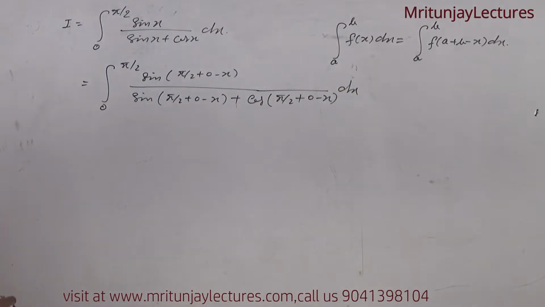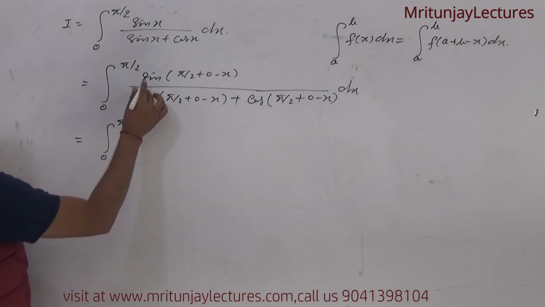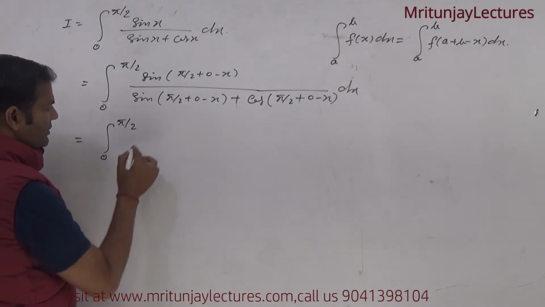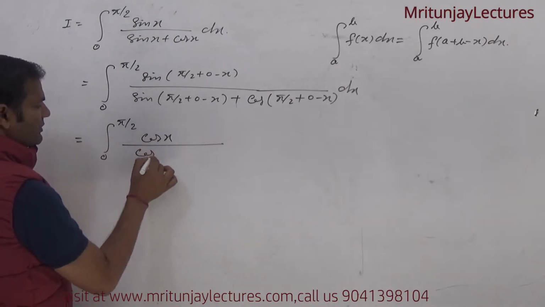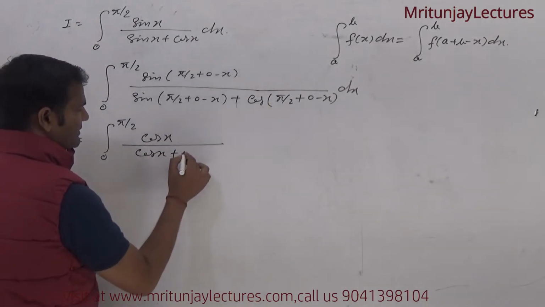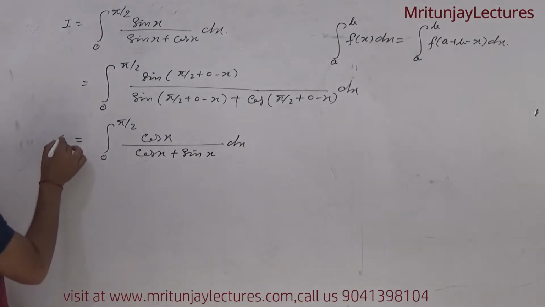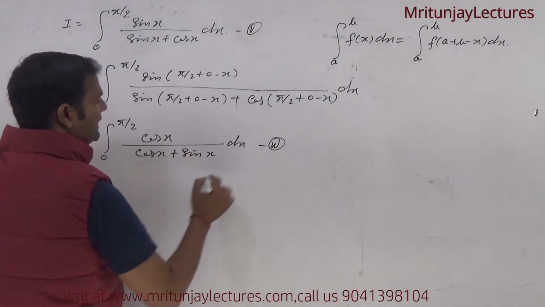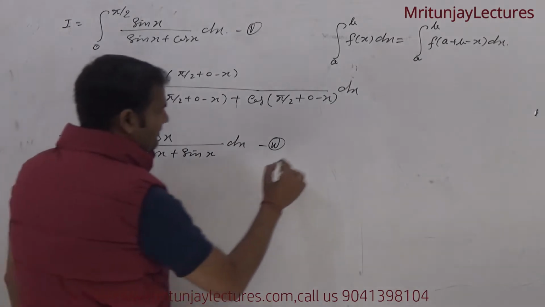After that, I know that the integral from 0 to pi by 2, sine of pi by 2 minus x is cos x, divided by cos x plus sin x dx. This is also I. Equation number 1 and equation number 2, both are added, then we get 2I.